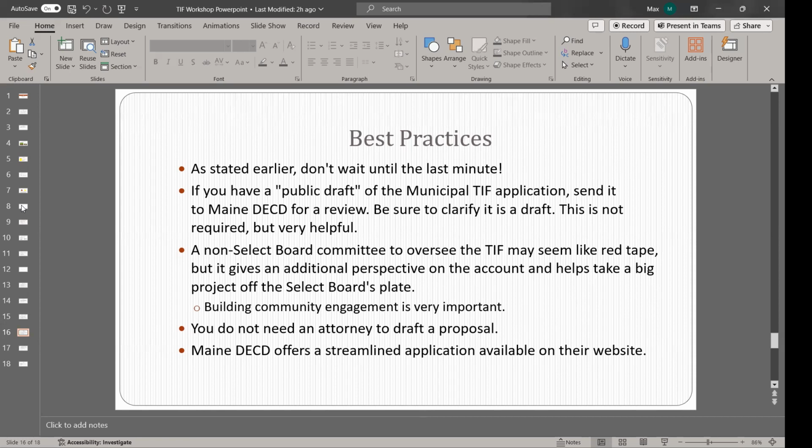Another big suggestion I have is the creation of a non-select board committee to oversee the TIF. While some may say, well, you're just creating another committee, it's a very important group that adds an additional perspective that really gives you some other residential aspects about it. And I think it also helps take a big load off of the select board's agendas most of the time, because this is a lot of research you have to go into. I mean, look at us right now. I'm 40 minutes in. You should have seen my other ones specific to the communities. It takes a little bit longer.